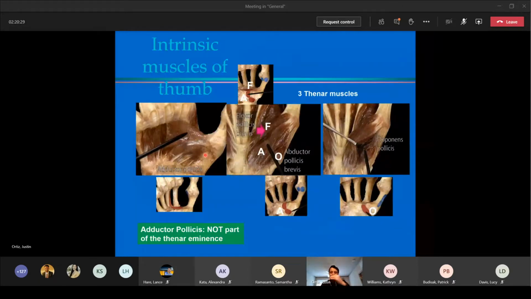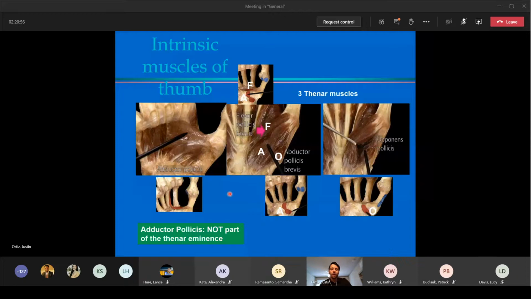So with these images, I labeled each one with letters to help you remember where they are. So for example, this is your adductor pollicis, right? If you think about it, this muscle is going to pull your thumb inwards. It's pretty large and it's going to allow you to bring your thumb back. So it's called the adductor pollicis. But it's important to note that the adductor pollicis is not part of the thenar eminence.